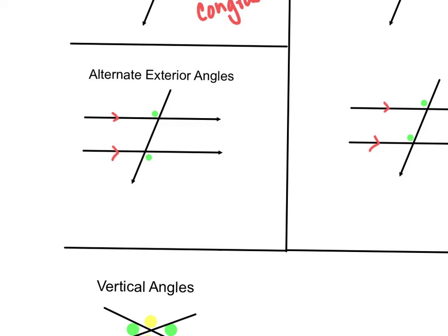Another angle pair relationship we can study is alternate exterior angles. Similar to alternate interior angles, I want one on the left and one on the right of that transversal. But this time they are exterior of those parallel lines, so they are not in between, they are on the outsides of those parallel lines. Again, just like the others on this slide, alternate exterior angles are congruent or have the same measure when lines are parallel.